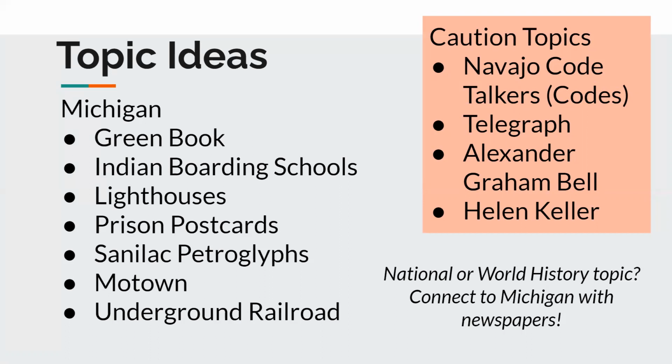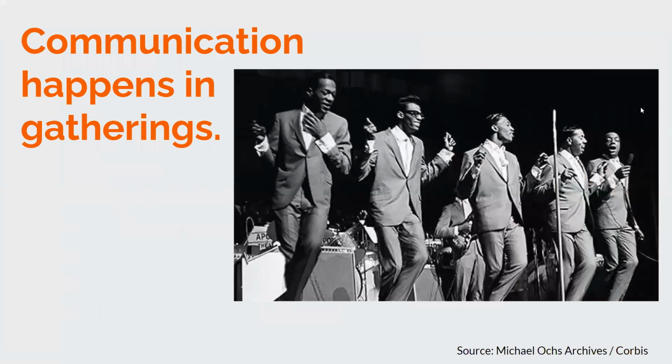So I thought it might help to go through a topic and start looking at how you can think about it, and make that connection to the theme, and how that'll help you understand the theme by looking at a topic. So I'm going to take Motown, and this is the idea that communication happens in gatherings. So what do you think is happening in this picture? You can unmute and share, or you can put it in the chat. Take a look at this image. What do you think is happening in this image?